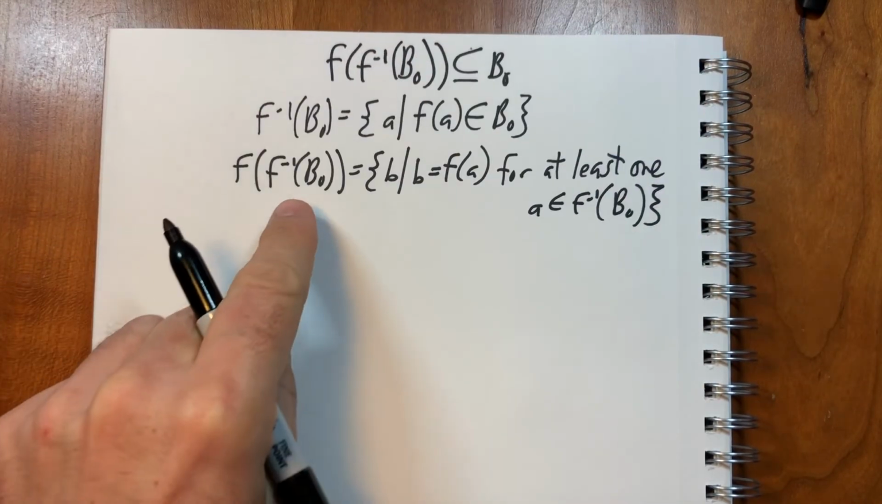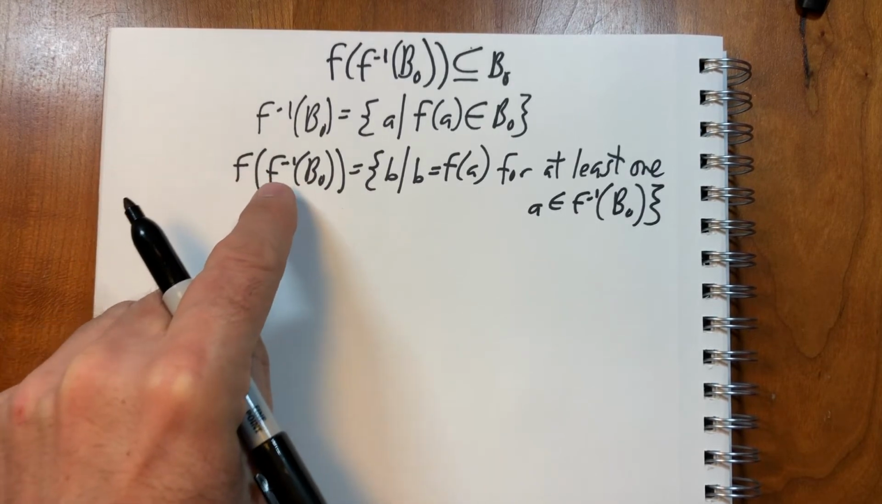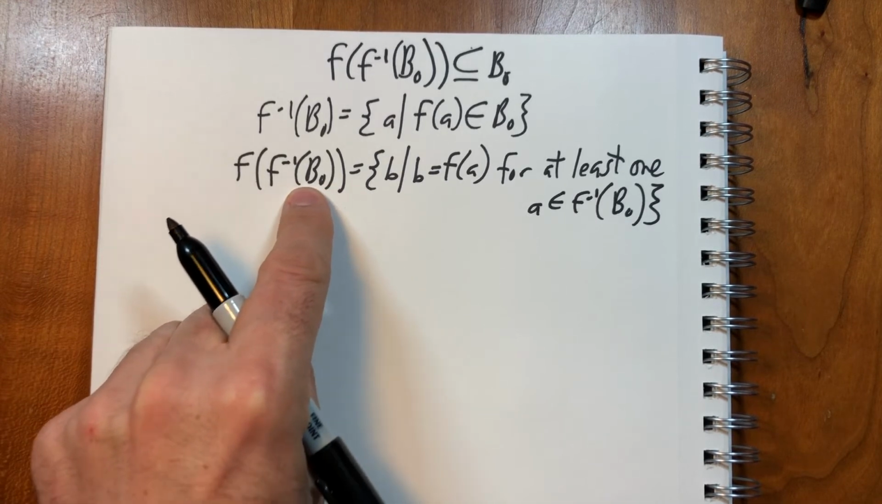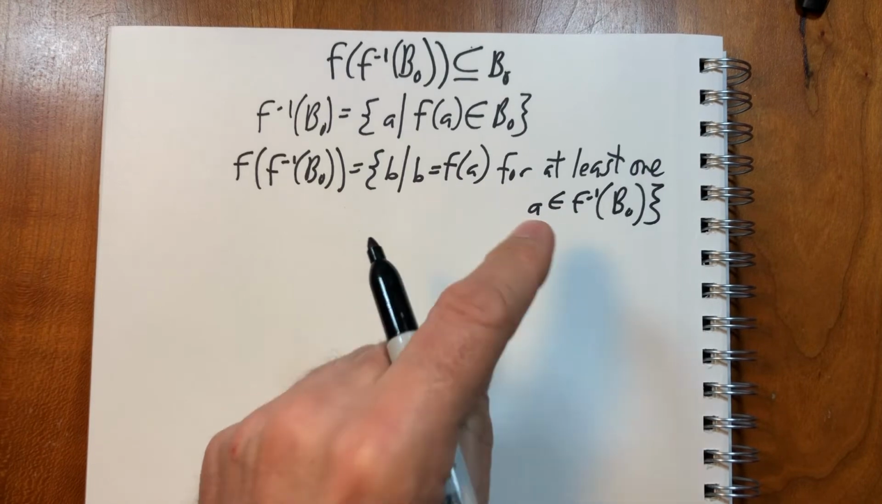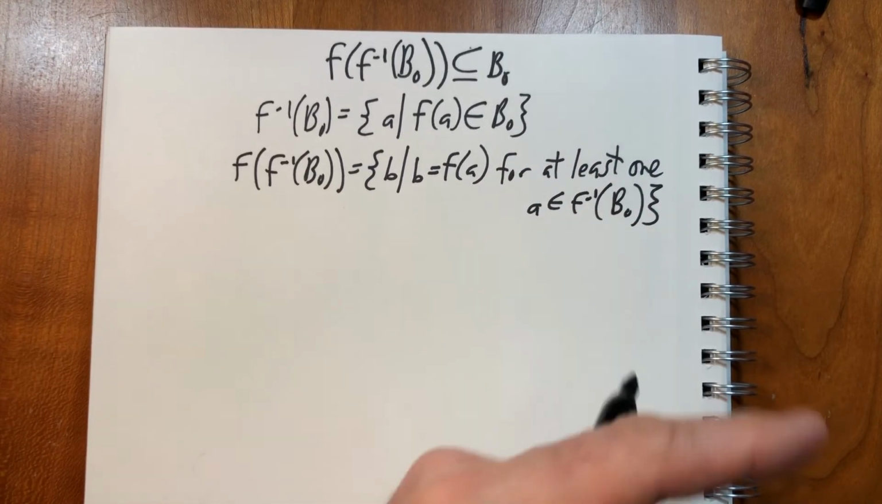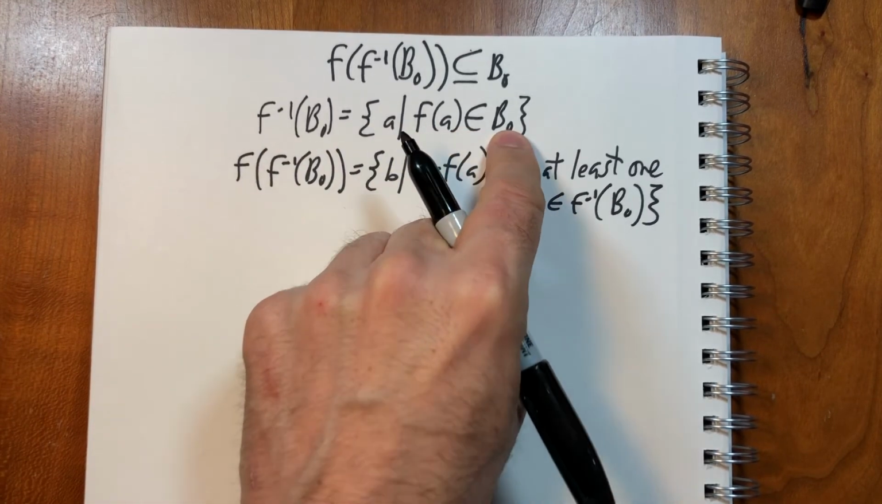So these are the same two rules, but here A0 equals the preimage of B0. So the image of the preimage of B0, this is f of A0, equals all b such that b equals f of a for at least one a in the preimage of B0. And then the preimage of B0 equals all a such that f of a is in B0.